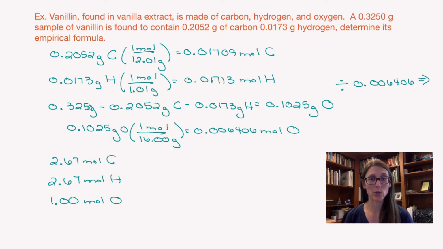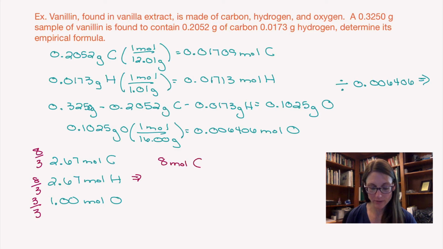The easiest way to turn these not whole numbers into whole numbers is to think of them as fractions. 2.67, well, 0.6766, that's 2/3. This is 2 2/3. That's the same thing as 8/3. And 1 is the same thing as 3/3. You'll think of each of these as fractions and then multiply everything by the denominator to find that you would have 8 moles of carbon, 8 moles of hydrogen, and 3 moles of oxygen.